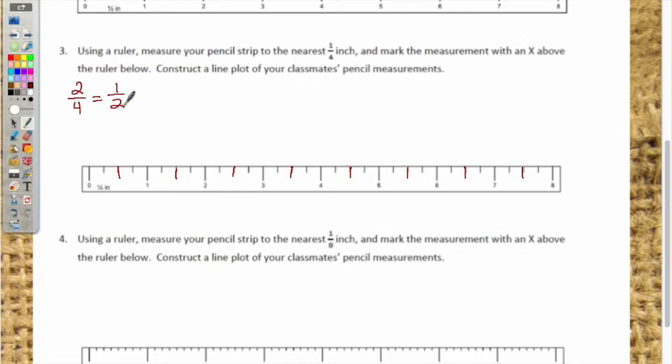What you got, Aiden? 5 3/4. So I'll write that down. Okay, Nathaniel, you're next. You should have already measured your pencil and be ready to tell me. Emmett, what's yours? 6 1/4. Nathaniel?